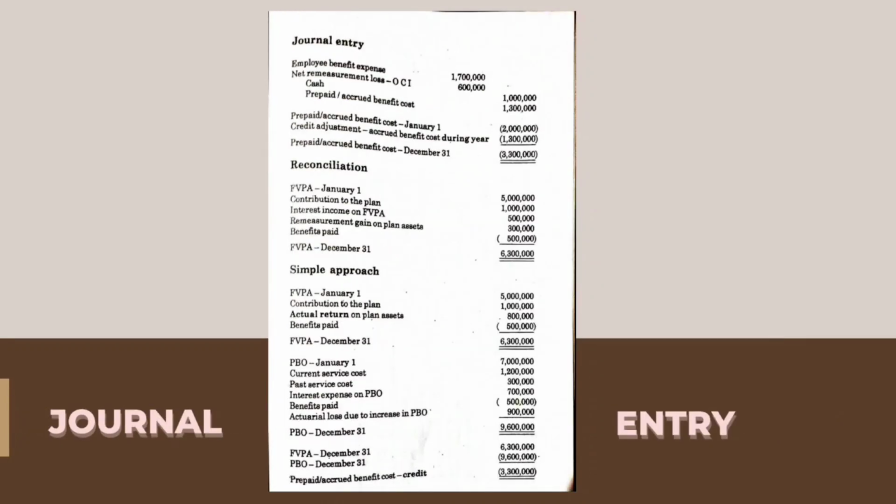Next is the journal entry. So employee benefit expense, debit, which is 1,700,000. Net remeasurement loss 600,000. Credit cash, which is 1 million, and the prepaid accrued benefit cost, which is 1,300,000. So prepaid accrued benefit cost on January 1, which is 2 million. Credit adjustment or accrued benefit cost during the year, which is 1,300,000. And we get prepaid accrued benefit cost on December 31, which is 3,300,000.